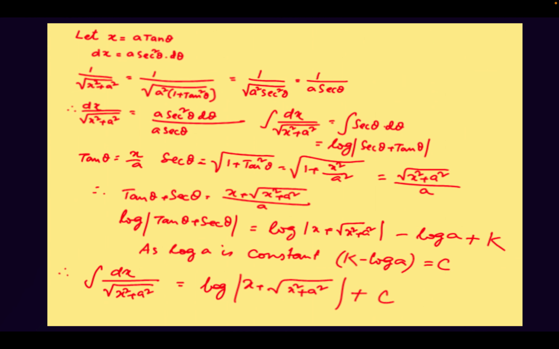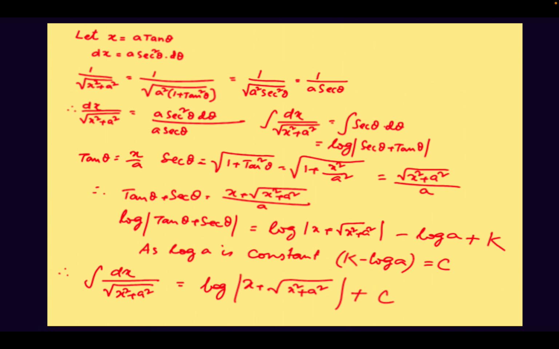Yes, we have taken x equal to a tan theta. dx is a secant square theta d theta. And the function given is 1 by root x square plus a square. Substituting x equal to a tan theta, x square is a square tan square theta. Therefore, we have 1 by root of a square times 1 plus tan square theta, which is 1 by root of a square secant square theta, with the root getting cancelled with the squares. We get the simple form 1 by a secant theta.